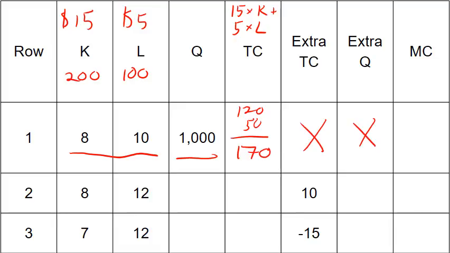We can't do any extras, and we can't find marginal cost yet. Marginal cost, or MC, is the change in total cost over change in Q. Since we haven't changed Q yet, we cannot find a marginal cost.